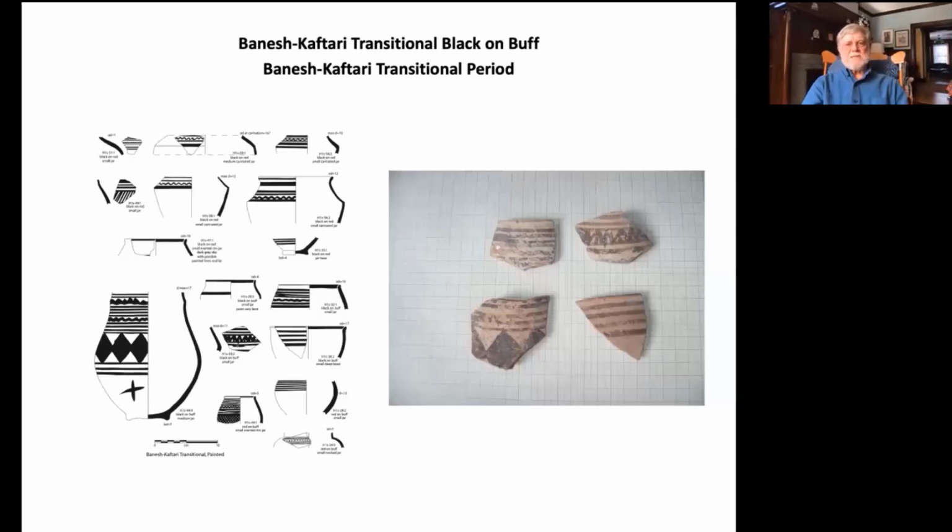Banesh Kaftari transitional, meaning it has that combination of grit and chaff temper. Black on buff painting. This sherd right there is that vessel right there. And only some of the pieces of illustrated ceramics are black on buff. They're all identified in that little text that you can't read.